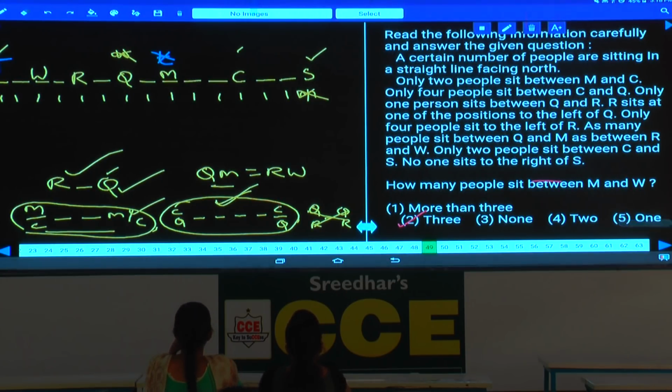And question number 49. How many people between M and W? Tell me how many persons are in between M and W? 1, 2, 3, 4 and 5. 5 people in between M and W. More than 3, choice 1. Now this is about question numbers 46 to 49. Yes, completed. Then 50 onwards, 50 to 54.